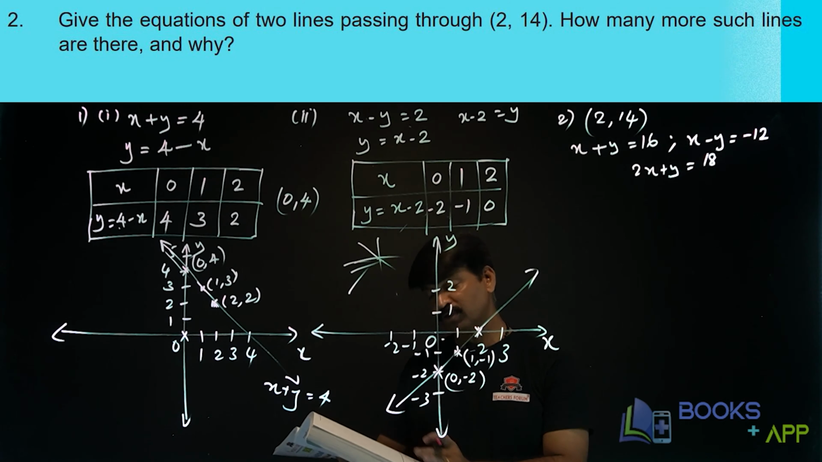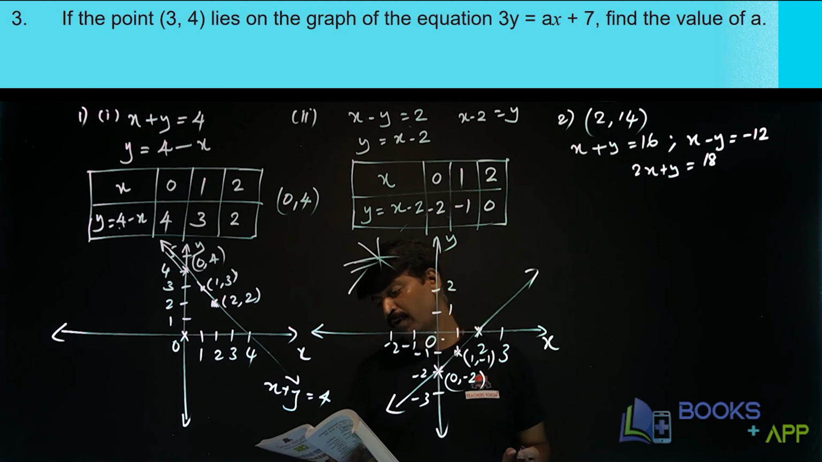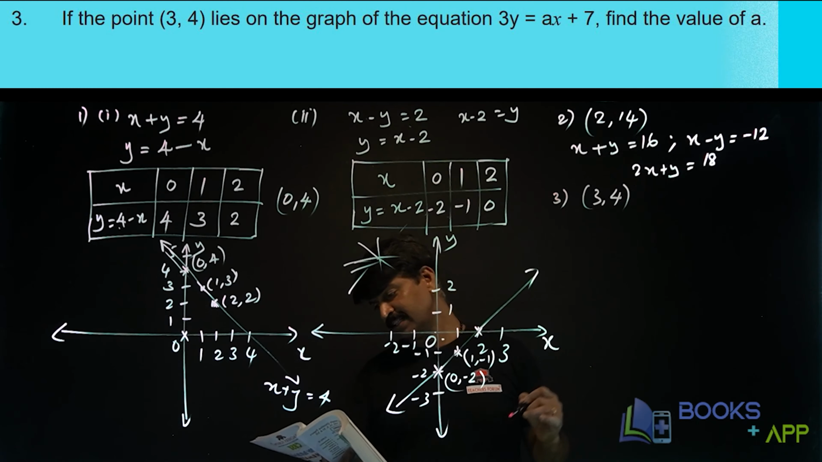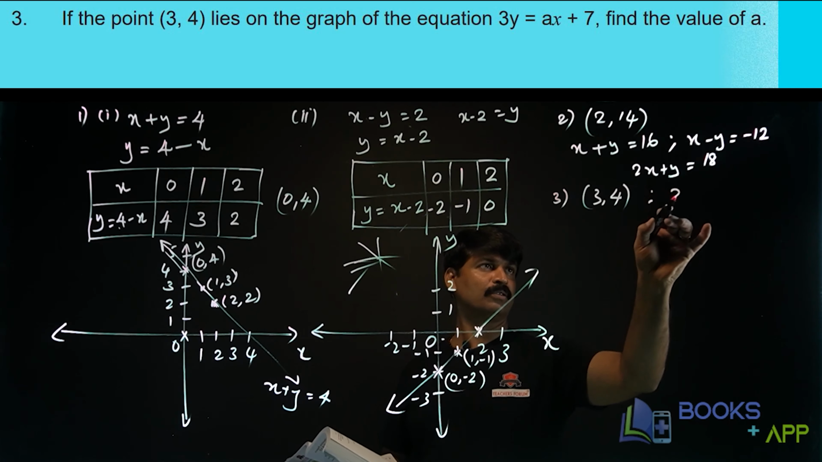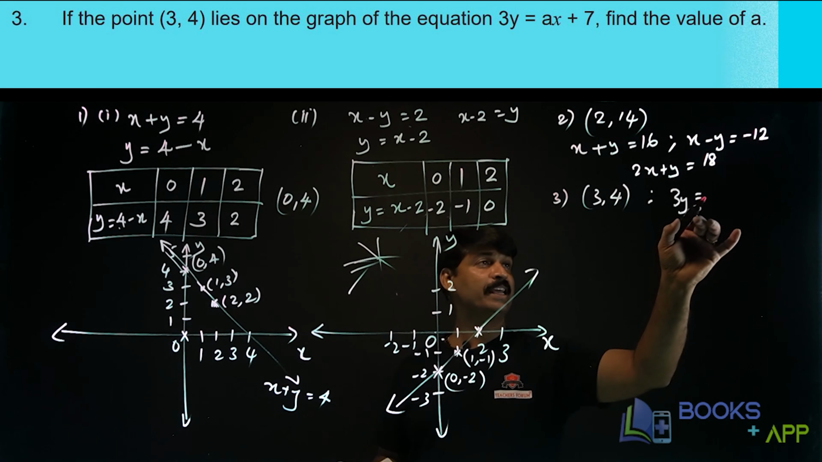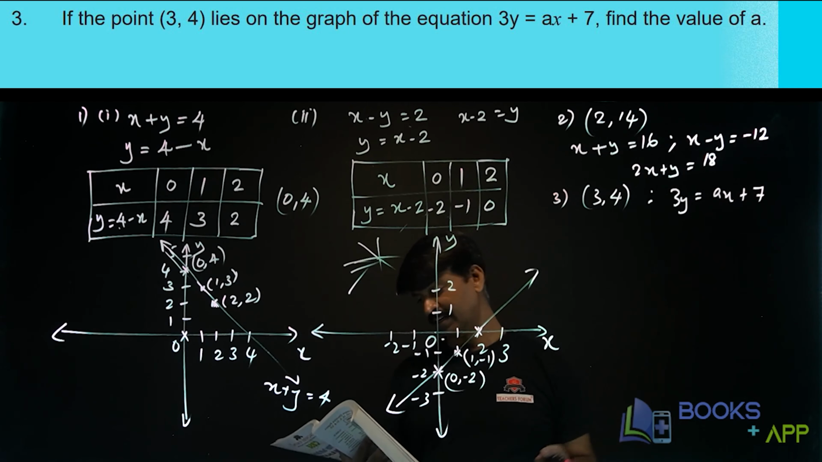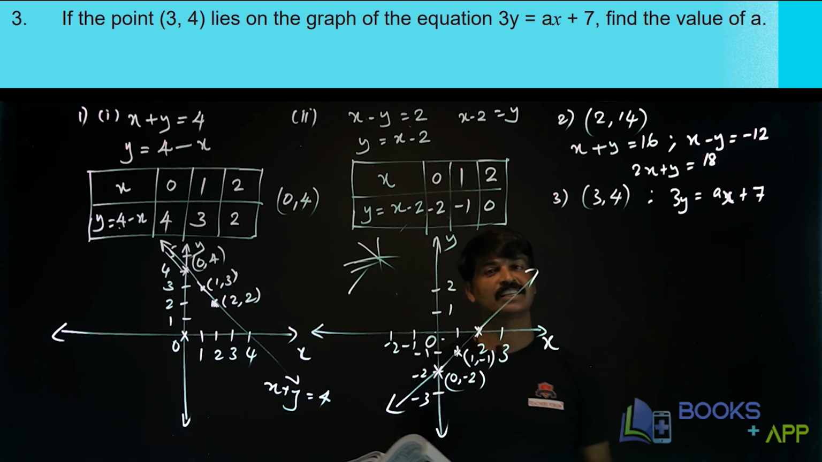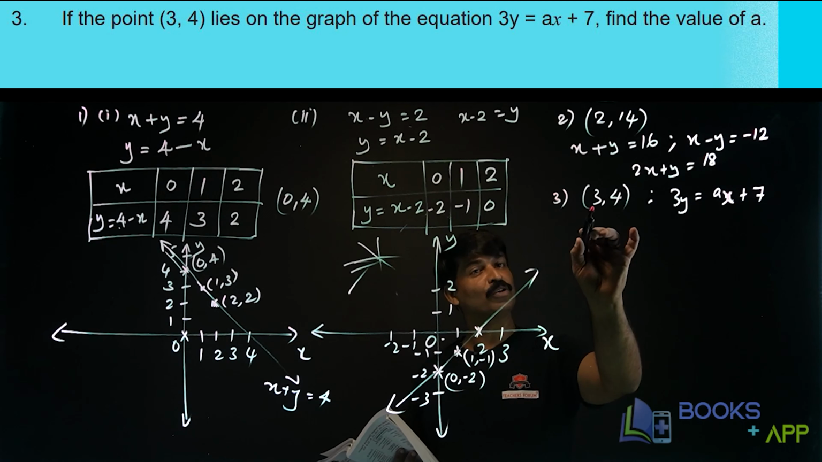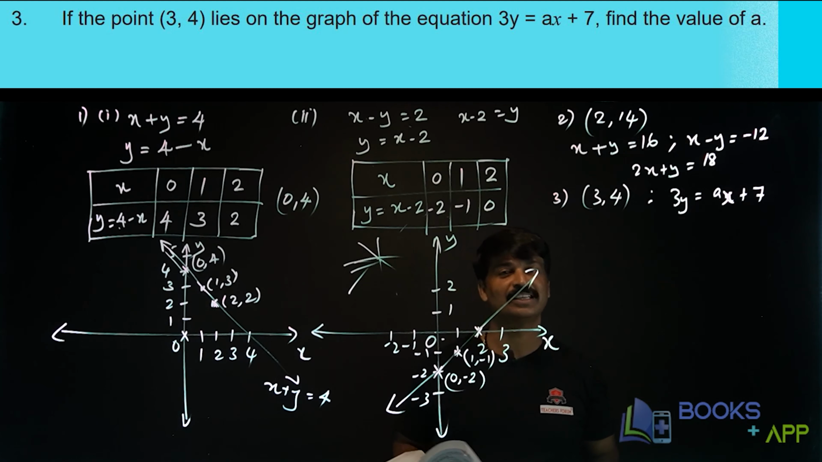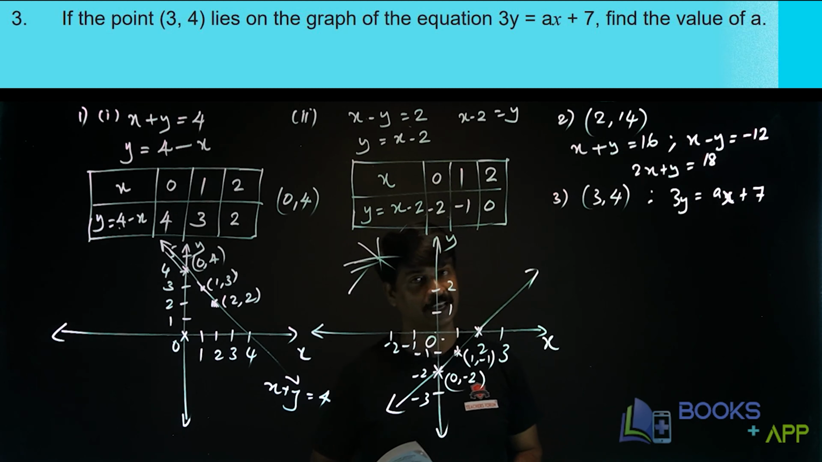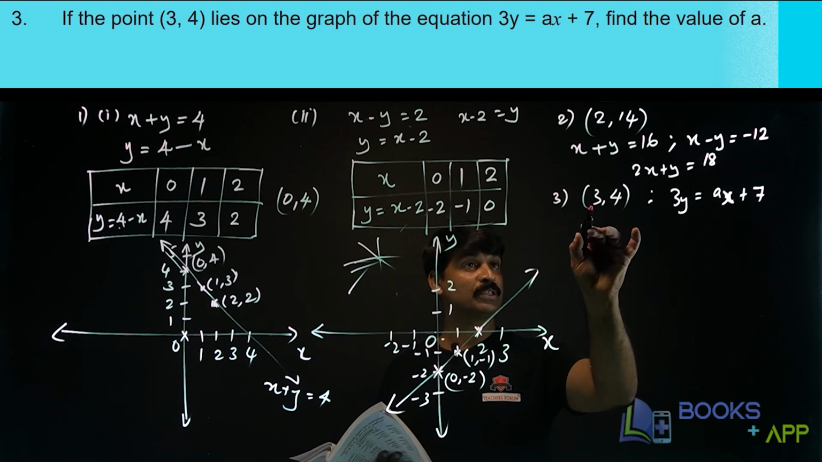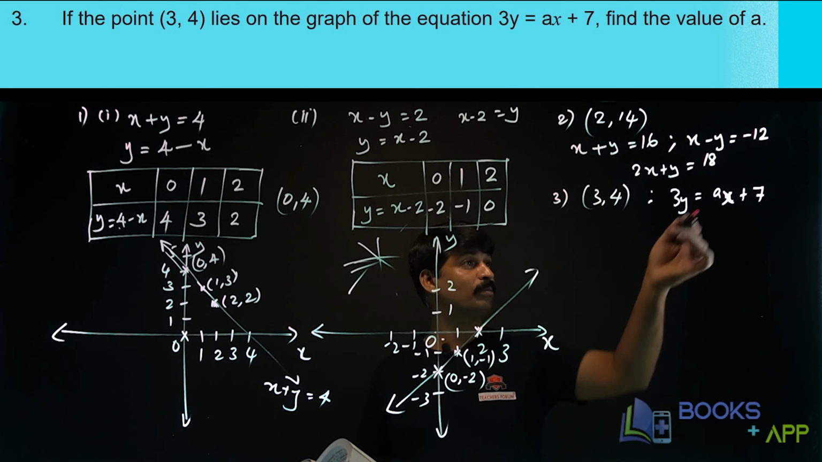Okay. Now let us read question number 3. If the point 3, 4 lies on the graph of the equation 3y is equal to ax plus 7, find the value of a. You see, you are given an equation, 3y is equal to ax plus 7. But the value of x is 3 and the value of y is 4. Then you have to find the value of a. What you have to do? This line passes through the point 3, 4. So instead of x you substitute 3, instead of y you substitute 4. Then you will get the value of a.